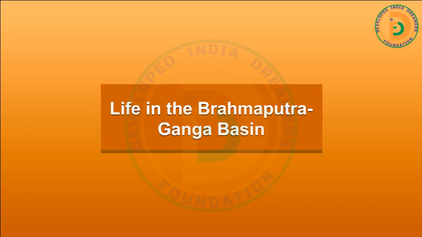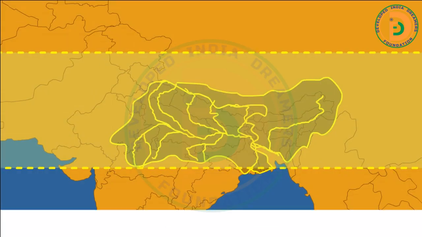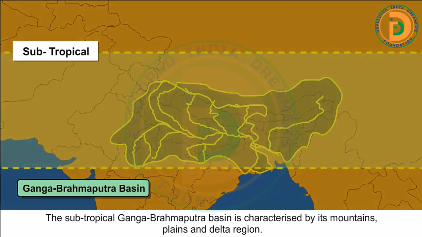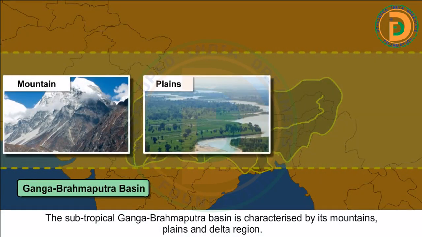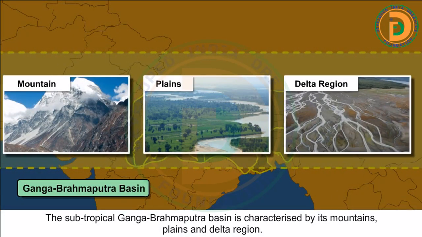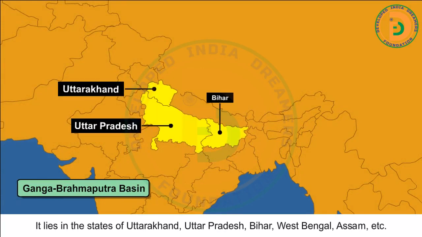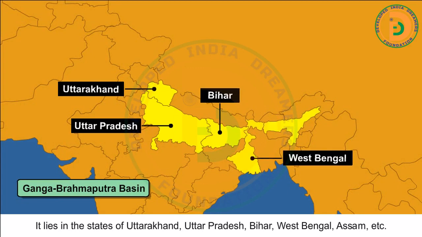Life in the Brahmaputra, Ganga Basin. The subtropical Ganga-Brahmaputra basin is characterized by its mountains, plains and delta region. It lies in the states of Uttarakhand, Uttar Pradesh, Bihar, West Bengal, Assam, etc.